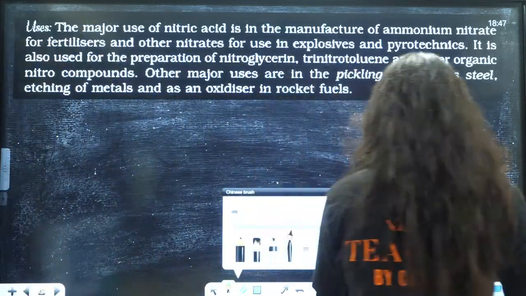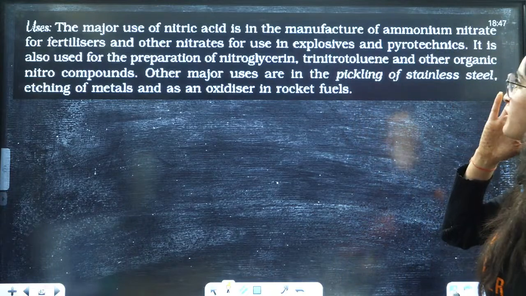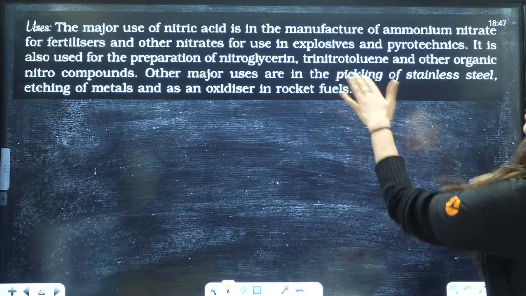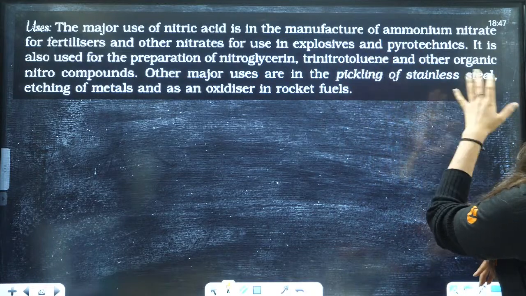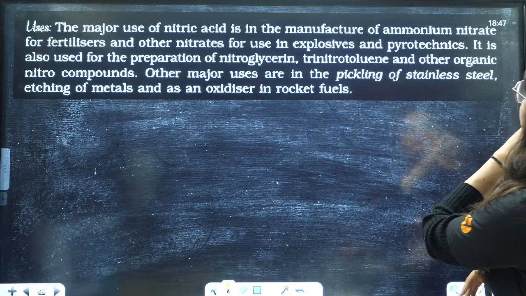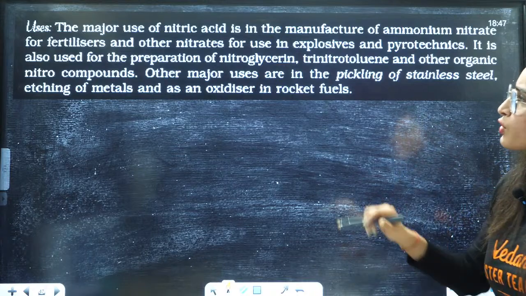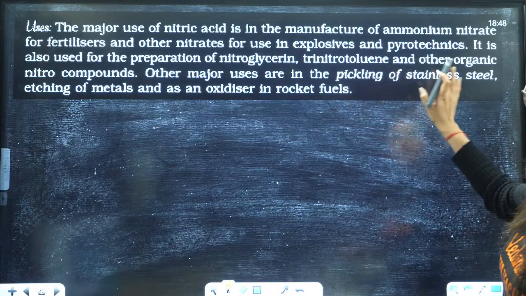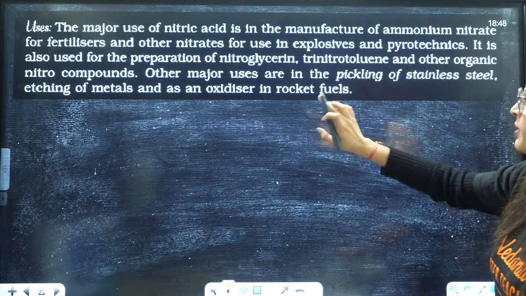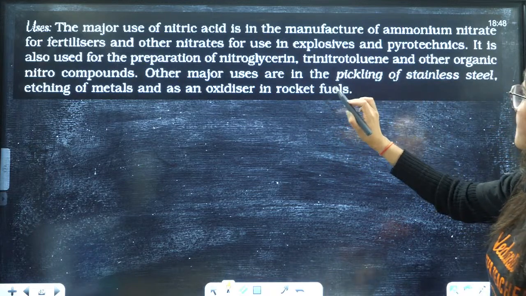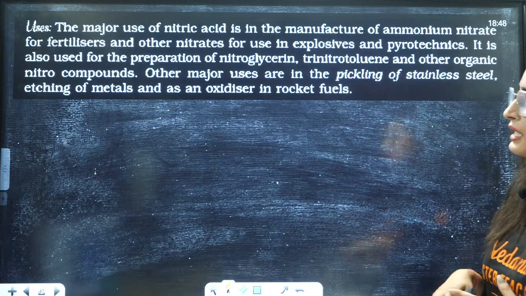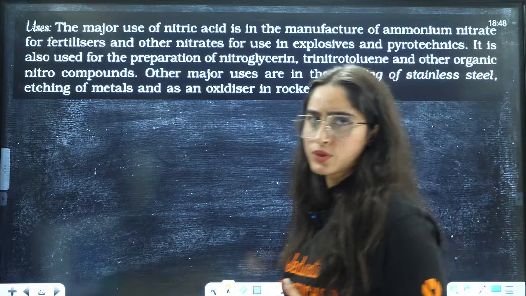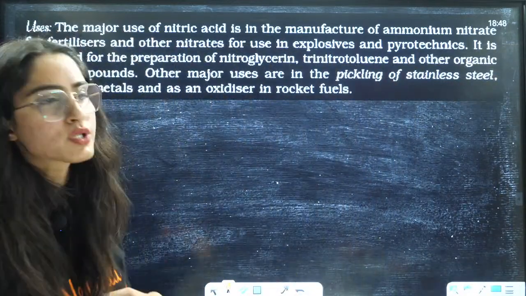Then the major use of nitric acid is in the manufacture of ammonium nitrate for fertilizers, other nitrates, explosives, and pyrotechnics. It is also used in preparation of nitroglycerin, trinitrotoluene and other organic nitro compounds. Other major uses are pickling of stainless steel, etching of metals, and as an oxidizer in rocket fuels. So these are the uses, right? Okay.